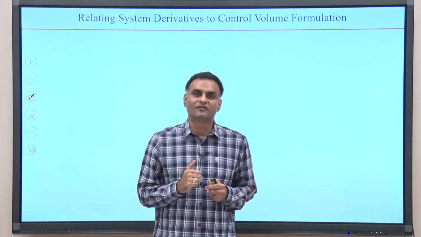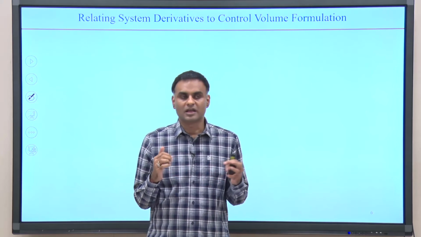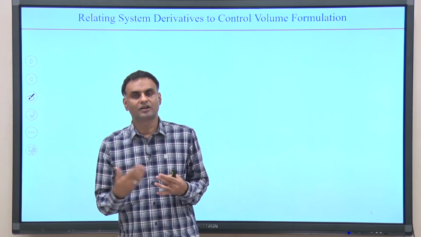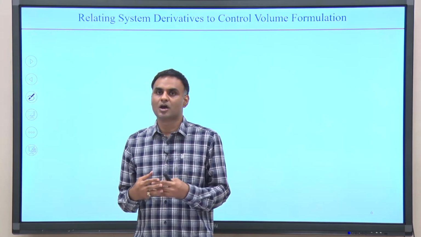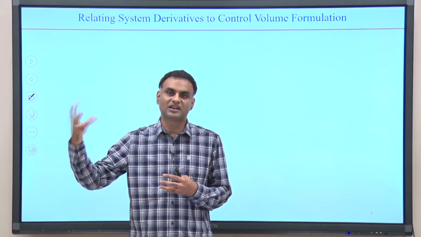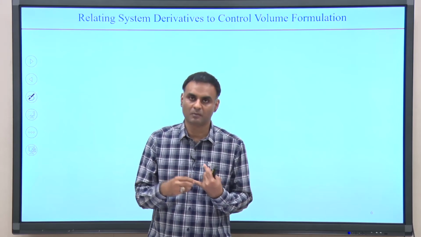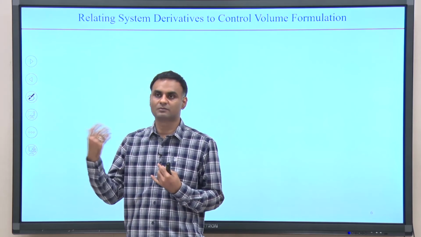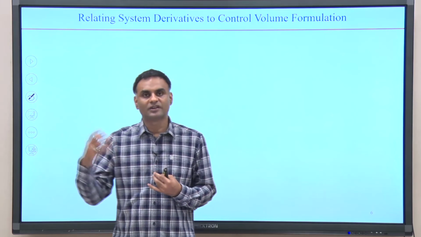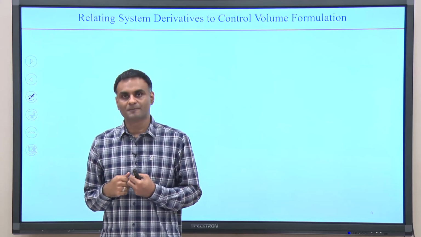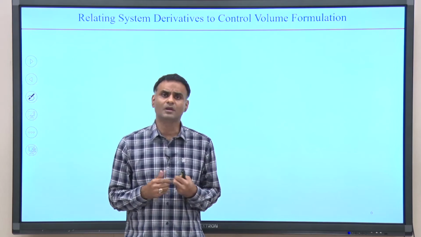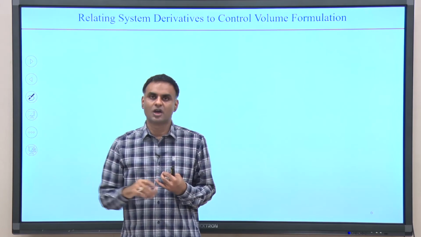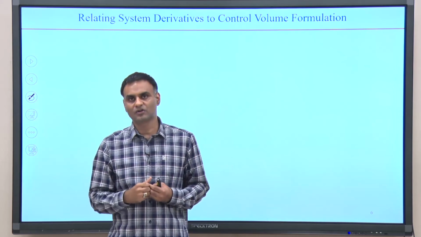Okay. So, in this lecture, what we are going to do is relate the rate of change of a property in a system, in a general sense. This property can be mass, momentum, or energy, or for that matter angular momentum or entropy of the system, and we will relate it with the rate of change of this property in a control volume.